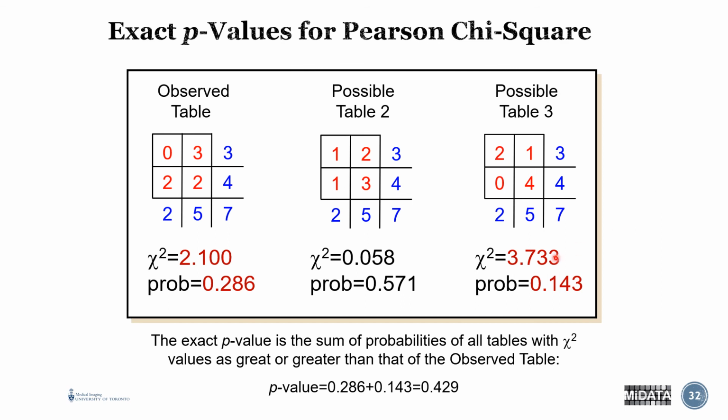So the exact p-value is going to be the sum of the probabilities of all tables with chi-square values that are as great or greater than the one observed in our observed table. And so the chi-square is 2.1, and therefore in this case there's only one other table that is as great or greater than the chi-square in our observed table, and so the p-value is simply going to be the sum of these two probabilities, which is going to be 0.429.